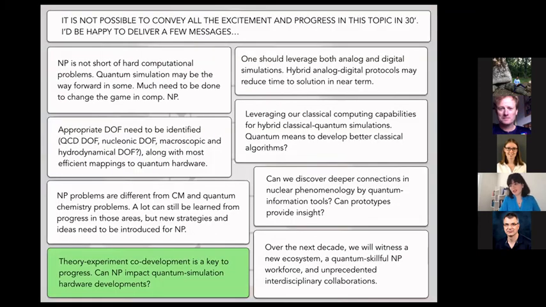So very quickly, in a couple of minutes, I'm going to go through the last point, and I'm going to skip some of these examples. One is the fact that I think theory-experiment co-development is really key to progress. And maybe nuclear physics can impact the development of the hardware in the upcoming years. What do I mean by that?